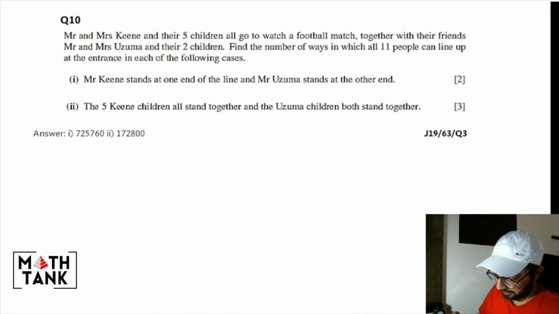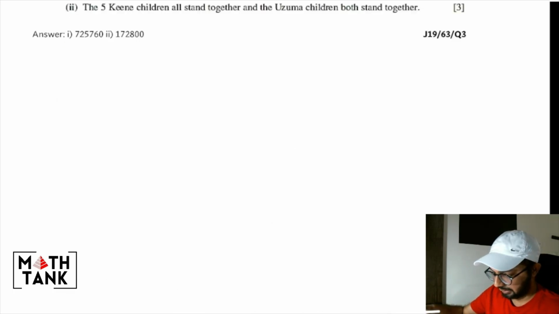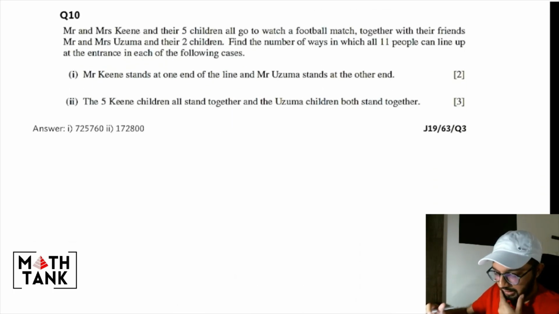Okay, the last question for this marathon then, that's where it ends. Mr. and Mrs. Keen and their 5 children all go to watch a football match together with their friends, Mr. and Mrs. Uzma and their 2 children. Find the number of ways in which all 11 people can line up at the entrances in each of the following cases. Mr. Keen stands at one end of the line and Mrs. Uzma stands at the other.